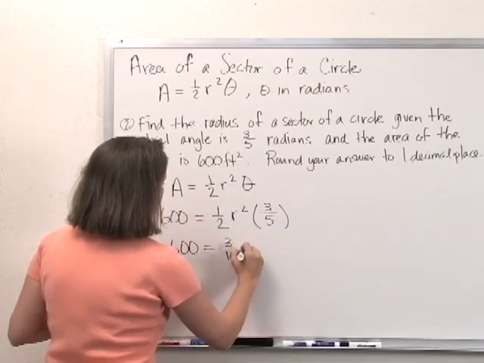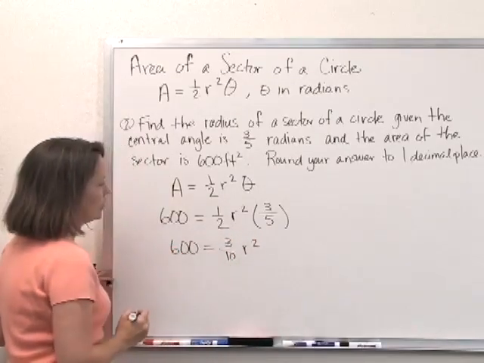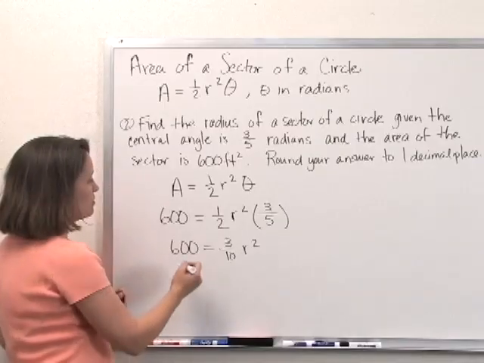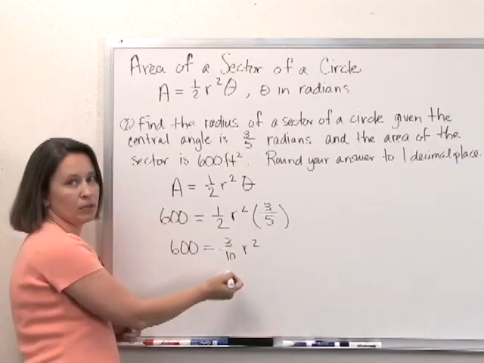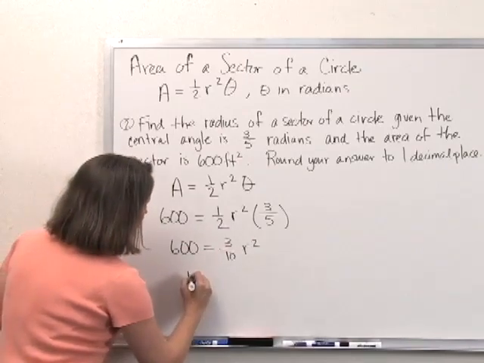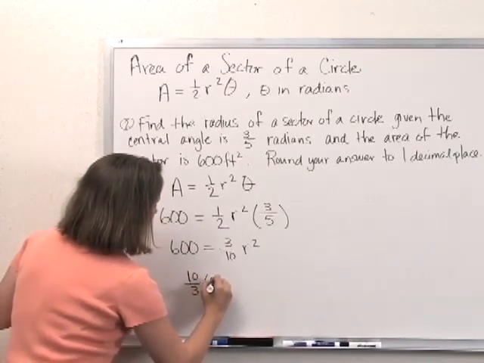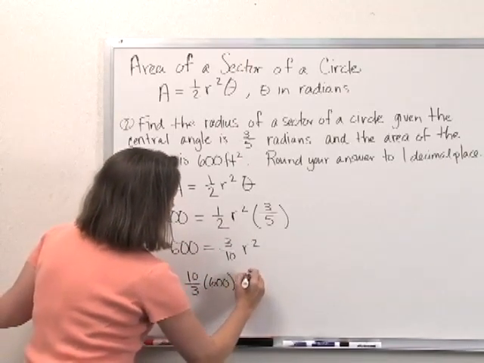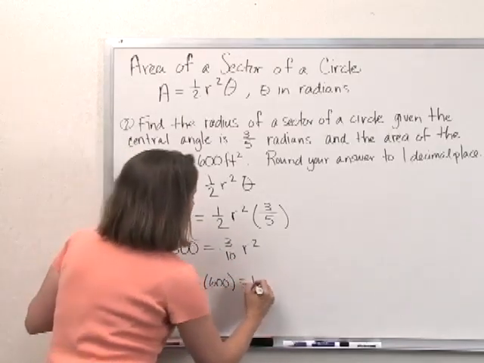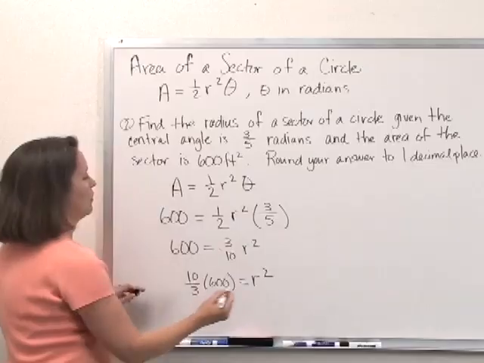That's 3/10 times r squared. And I need to get that r squared by itself. So let's multiply both sides by the reciprocal of 3/10. That would be 10/3. So we have 10/3 times 600 equals 10/3 times 3/10 is 1. So this is just r squared.